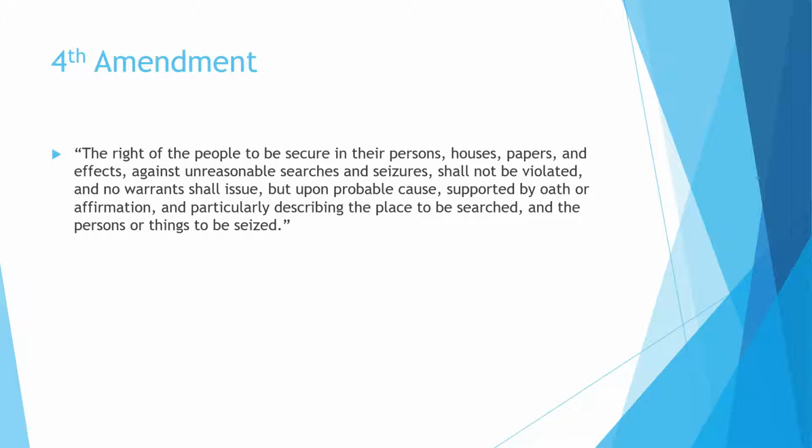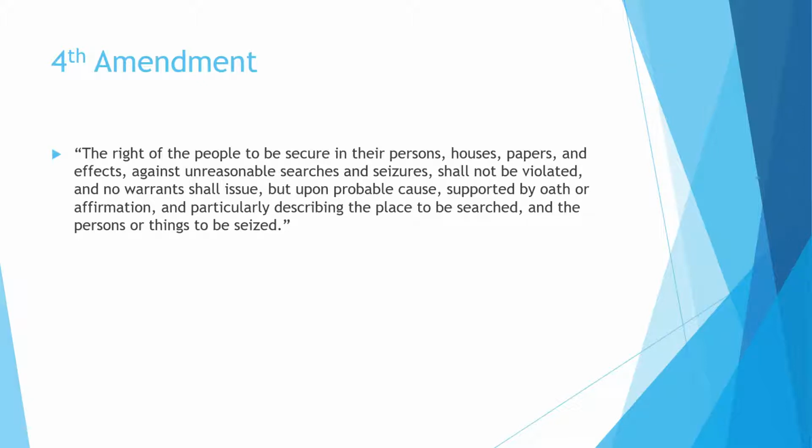Now, as we'll discuss in the next slide, the Fourth Amendment is generally seen as containing two separate parts. They're related, but they're still treated as separate. The first part is the phrase that goes up to the comma after "violated." So, the right of the people to be secure in their persons, houses, papers, and effects against unreasonable searches and seizures shall not be violated. This is seen as creating a protection against unreasonable searches and seizures.